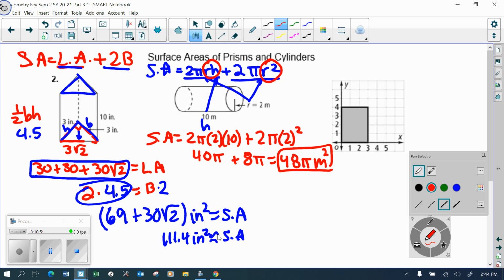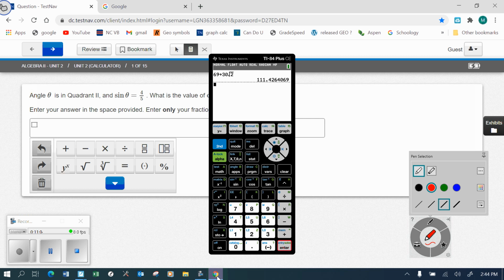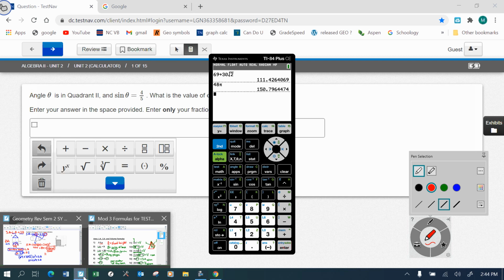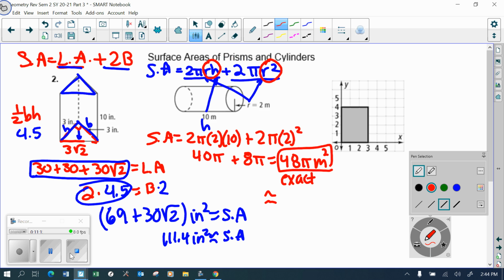So this is the exact answer. It's called the exact answer when I leave pi in the answer. If I want an approximate answer, now I'd put pi in the calculator. 48 pi, 150.8. Okay, if I rounded to nearest tenth. Oops, meters. Okay, that'd be the approximate answer.